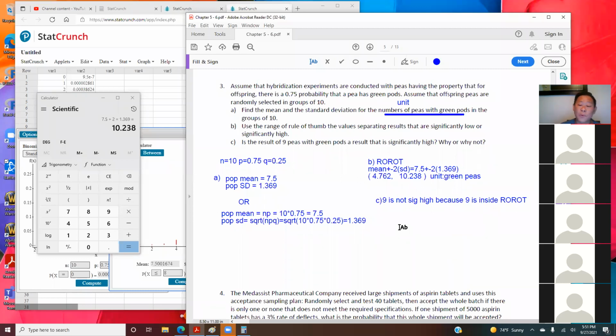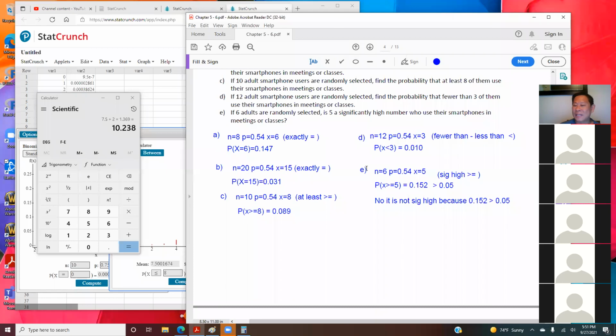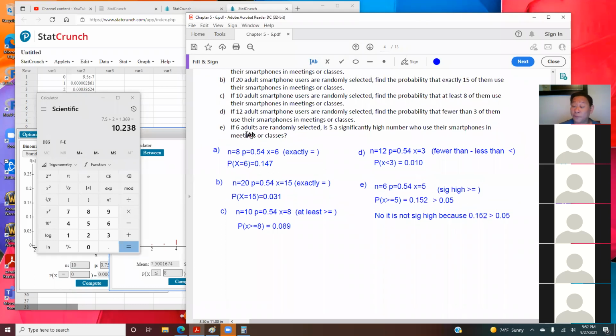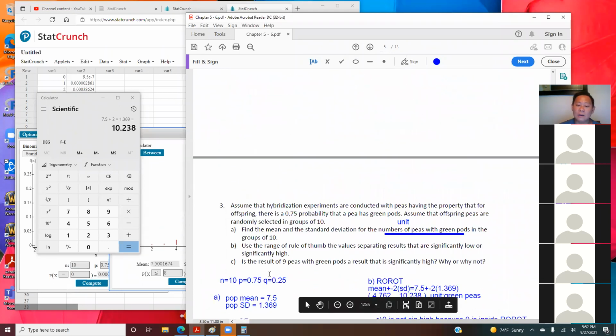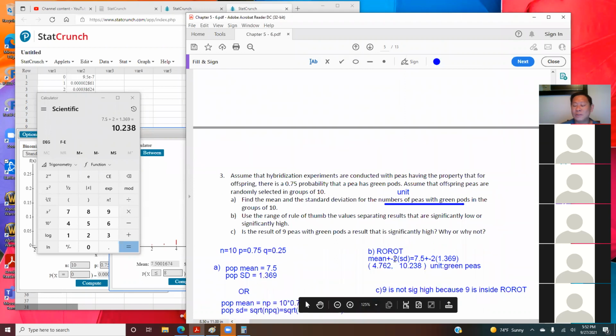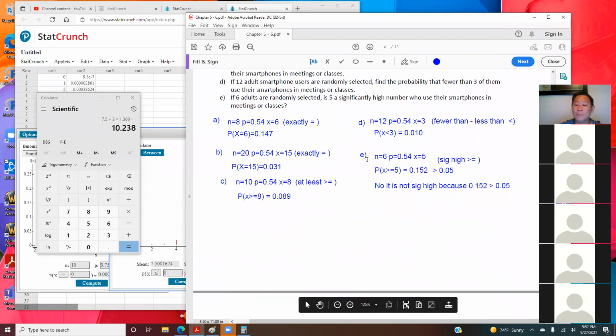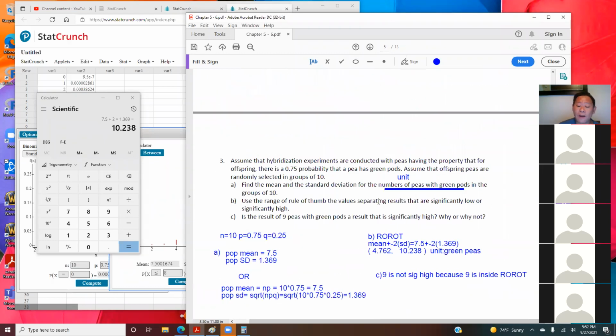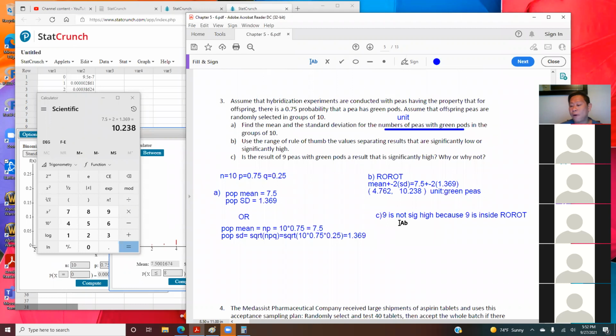So you do not need to use the probability that you did on part E here. Remember, we use the probability there because it doesn't give the range of rule of thumb. To find the range of rule of thumb, you have to find the mean and the standard deviation, and then use that. You can do that on part E. It's a lot of work. So in my test, you can do that too, or you can find the probability. I'm pretty open with it, so I don't really care which one you use.